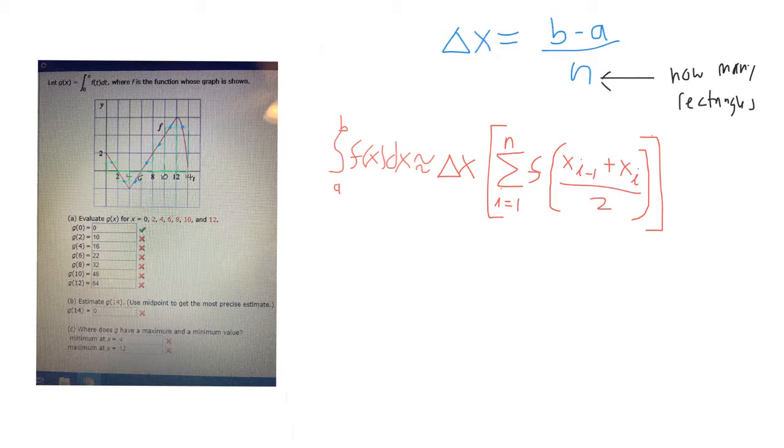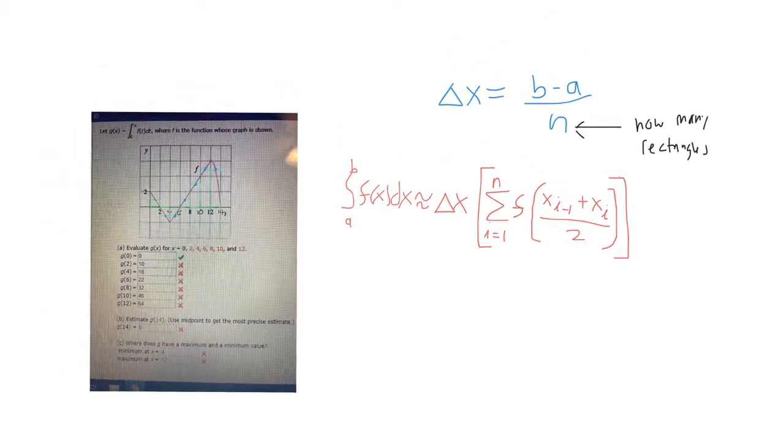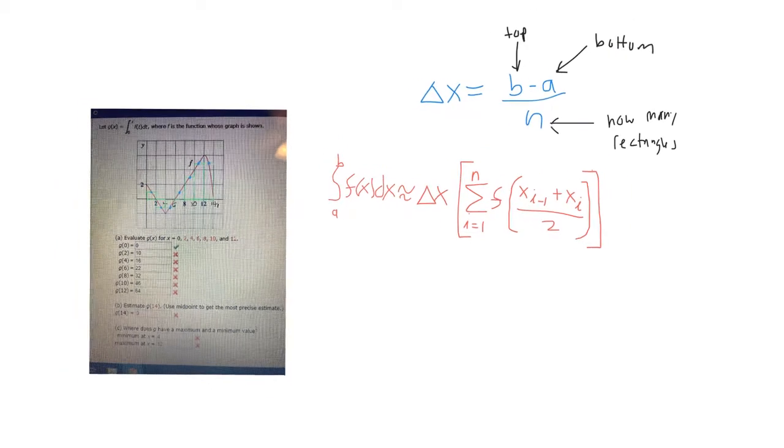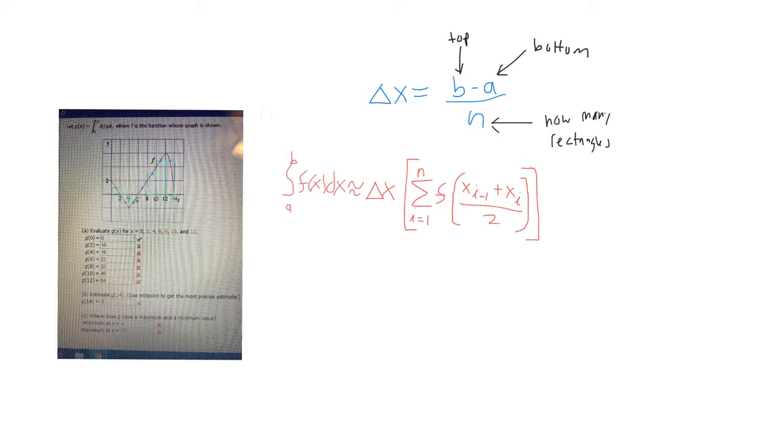All right, and when you're taking into account b, that is the top number on the integral, and this is the bottom number on the integral. What I mean by that is, if you have an integral of f of x dx or whatever, the b would be here and the a would be there. So it's going to be b, this minus this, all over the amount of rectangles you want to deal with, and that will give you the width of each rectangle.